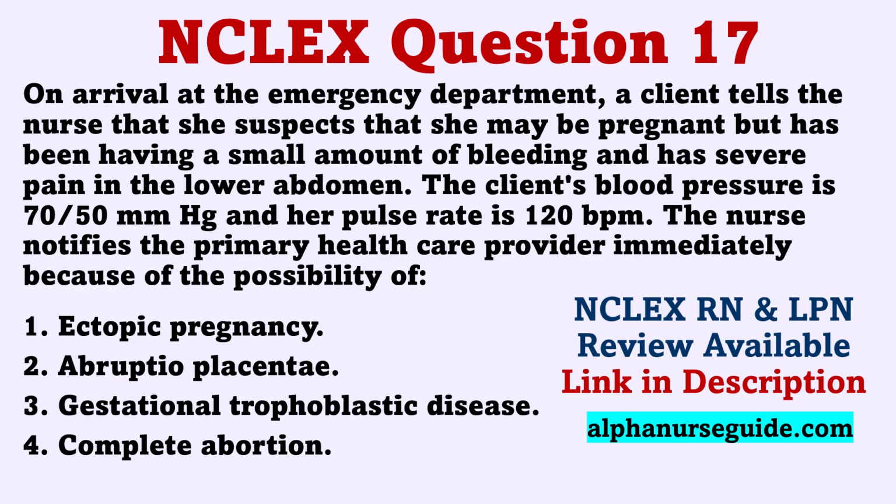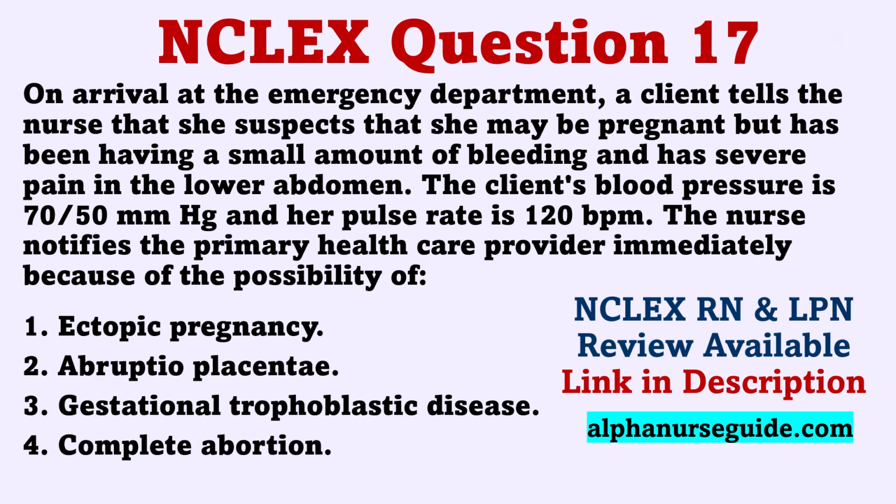On arrival at the emergency department, a client tells a nurse that she suspects that she may be pregnant but has been having a small amount of bleeding and has severe pain in the lower abdomen. The client's blood pressure is 70/50 and her pulse rate is 120 beats per minute. The nurse notifies the primary healthcare provider immediately because of the possibility of 1. Ectopic pregnancy. 2. Abruptio placentae. 3. Gestational trophoblastic disease. 4. Complete abortion.